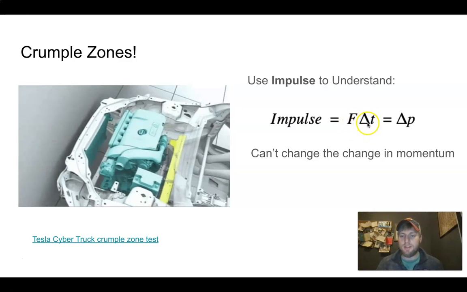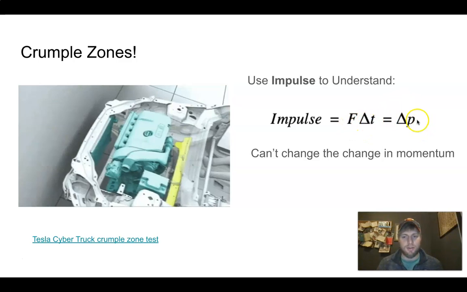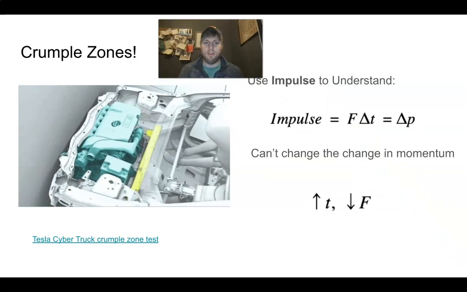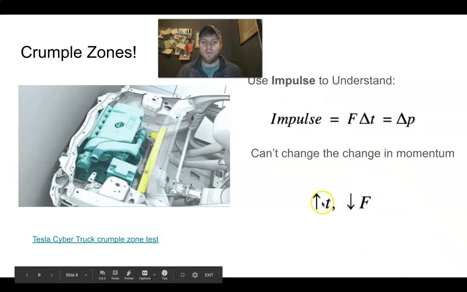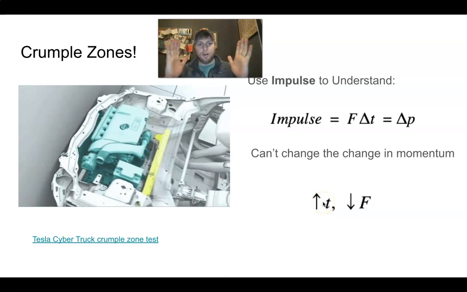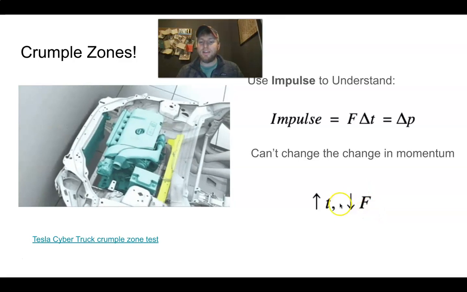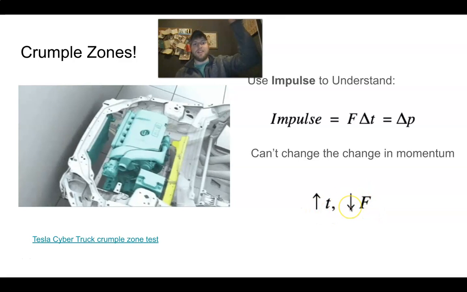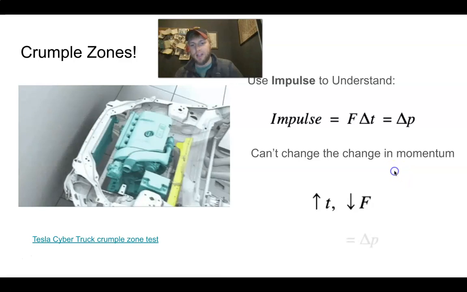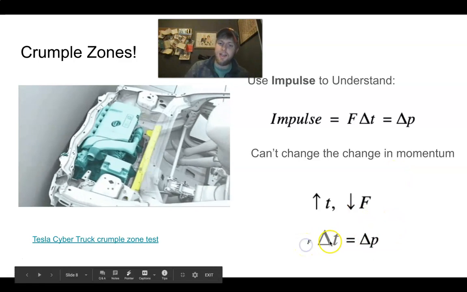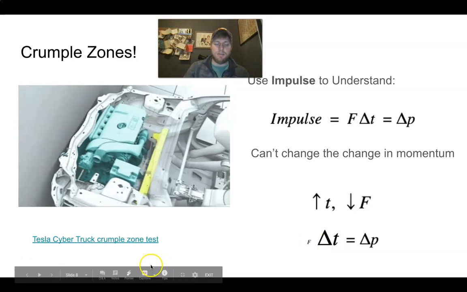Since the force times the time is still going to be multiplied to equal the same number, the time with a crumple zone is going to go up because it's going to take longer for the car to come to a stop because it's squishy. And that means that when we multiply them together, the force has to go down to equal the same change in momentum. If we want the same change in momentum, that means we're going to have a tiny, tiny force because the change in time got much, much bigger.